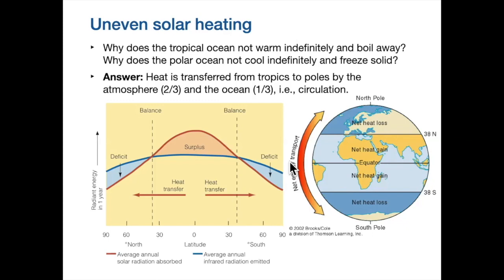In order for the tropics not to continually warm up and the poles to just get colder and colder, we need to be able to transfer that heat from the area of surplus to the areas of deficit. The atmosphere and the ocean both contribute to the transfer of this heat. About 2/3 of the transfer is done by the atmosphere and about 1/3 by the ocean. And as I said earlier, one of the big drivers of the atmospheric circulation is this differential heating.